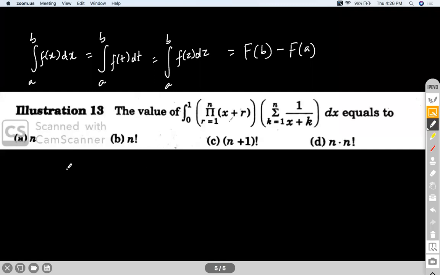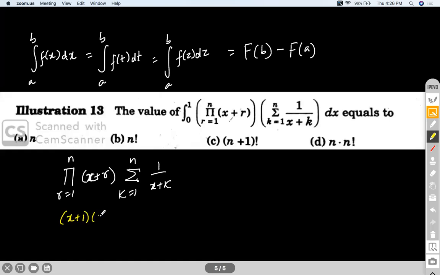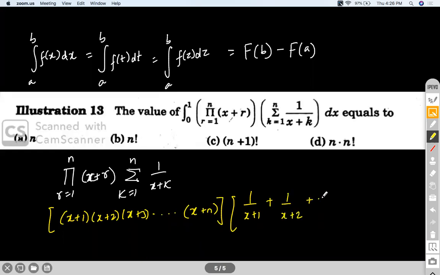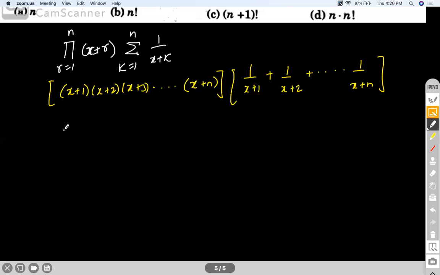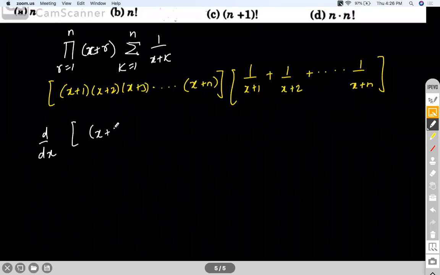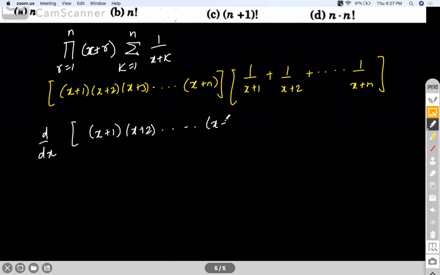See here, when you look at this symbol, big pi of x plus r times summation of 1 by x plus k. If you expand it, it'll be nothing but x plus 1, x plus 2, x plus 3, and so on till you reach x plus n, times 1 by x plus 1, 1 by x plus 2, till you reach 1 by x plus n. I don't know how many of you are able to recognize that this is actually the derivative of x plus 1, x plus 2, all the way till x plus n. How many of you are able to identify this?